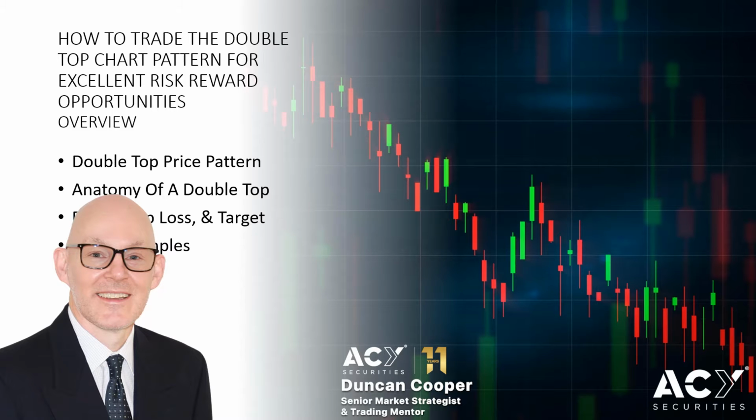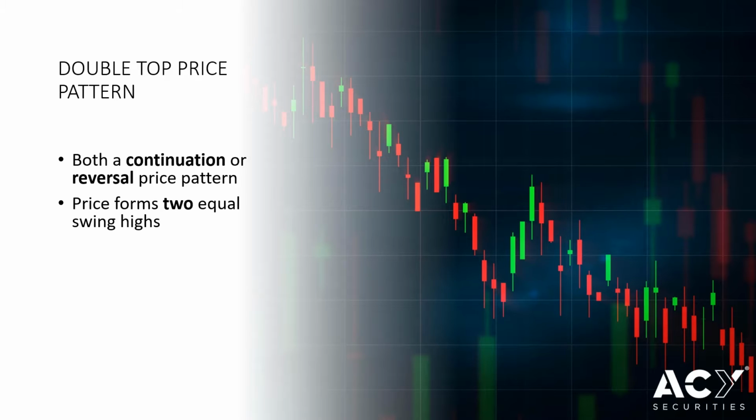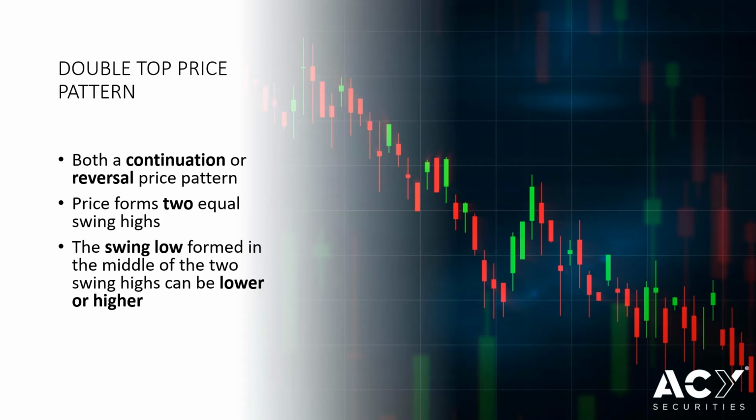Okay, let's get into the first topic. Let's discuss the double top price pattern. Now it can be both a continuation or a reversal price pattern. Price forms two equal swing highs. The swing low formed in the middle of the two swing highs can be lower or higher, and the price pattern is more effective when the swing low is a lower low.